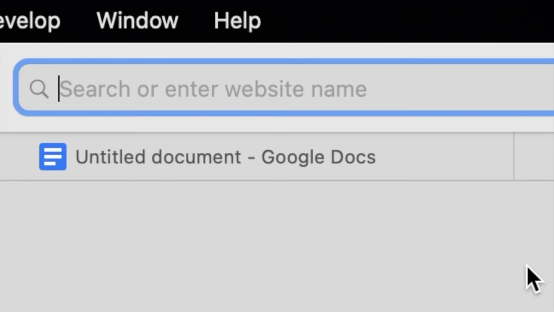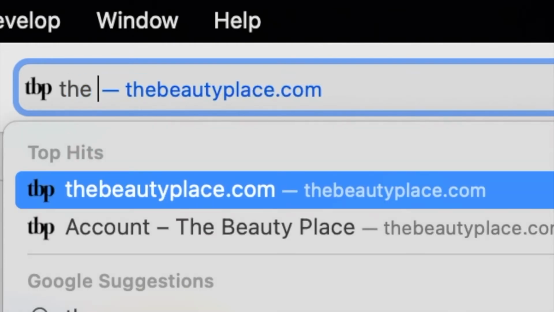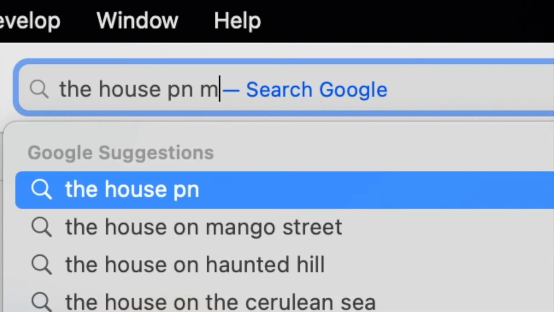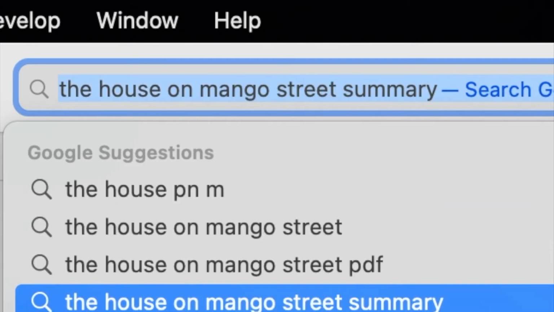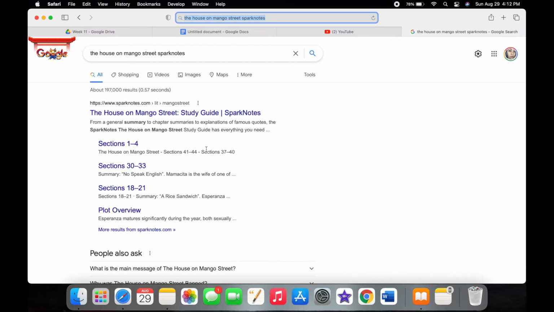So we're going to look up The House on Mango Street summary. Now, SparkNotes is really popular. We can do SparkNotes, EndNotes, Cliff Notes, or whatever website you end up finding. So I'm just going to click SparkNotes because I'm familiar with that.